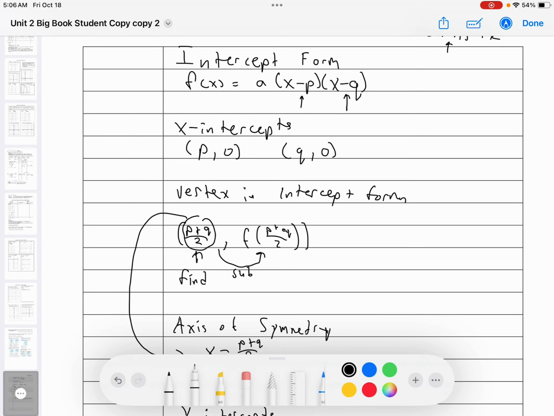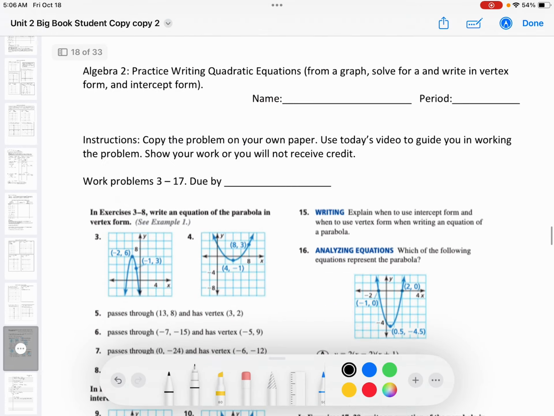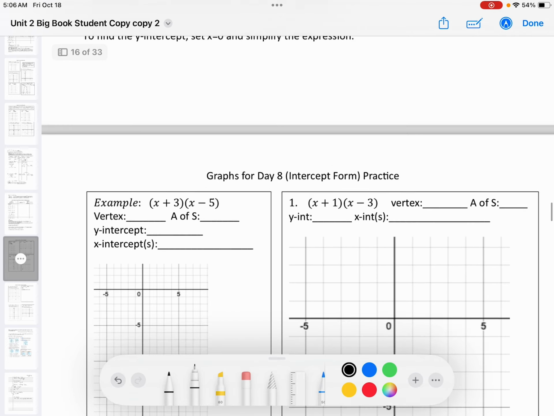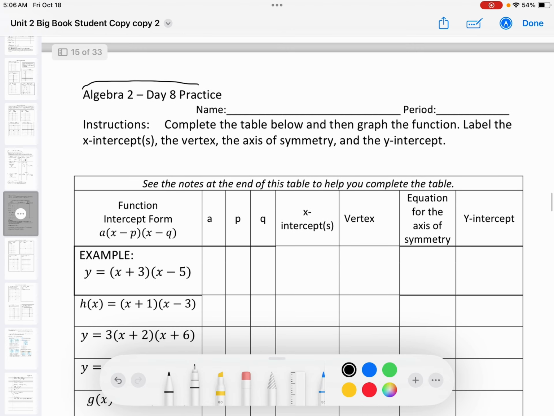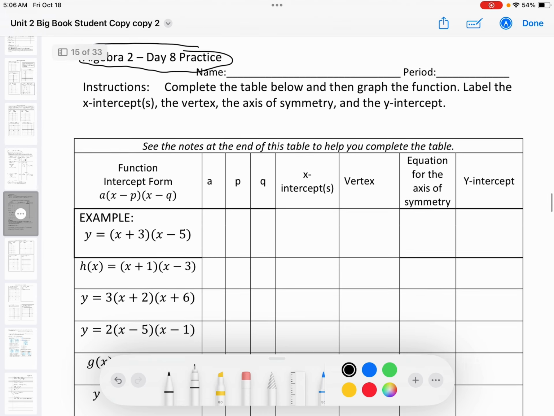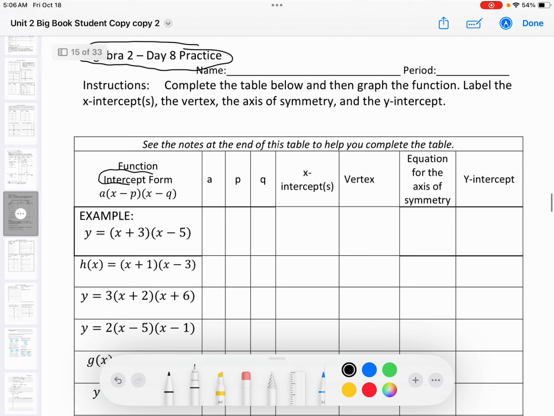So once you have written down these notes, let's turn back in our packet to this page that has Algebra 2, Day 8 practice at the top. We'll be using the intercept form. So those are two things you should look for to make sure you are on the correct page.